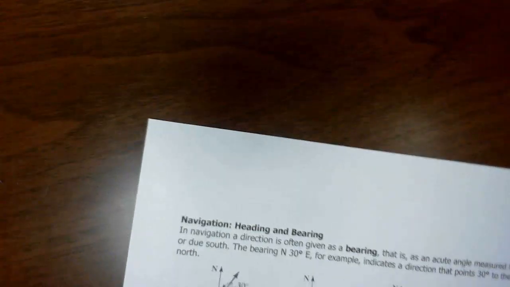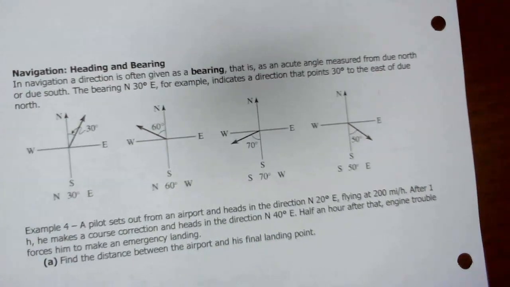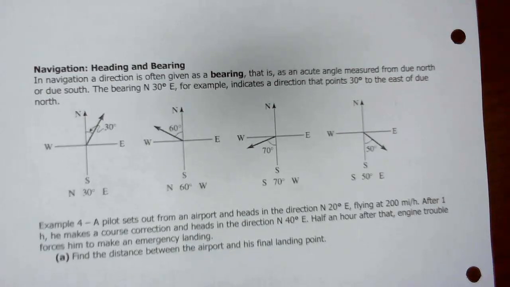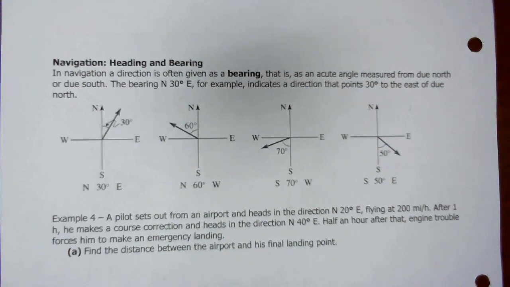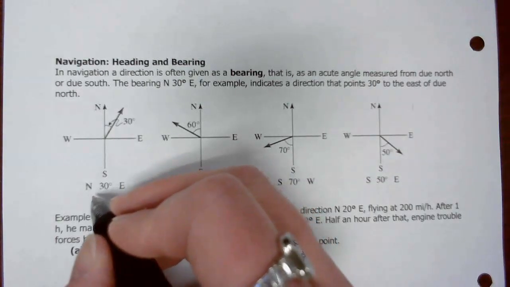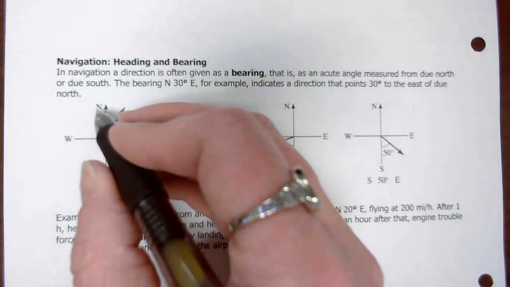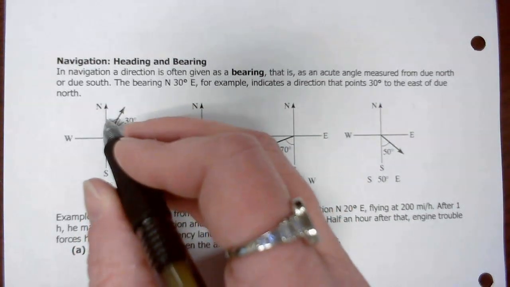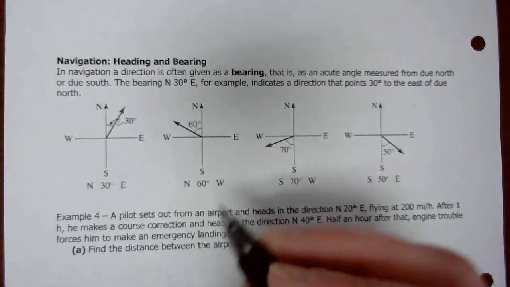Now, we also tend to use law of cosines a lot when we have navigation. So in navigation, we talk about a direction as a bearing, and that is the acute angle measured from due north or from due south. So this bearing is headed up, so that's headed in the north direction, but 30 degrees to the east. So starting at the north, 30 degrees to the east.